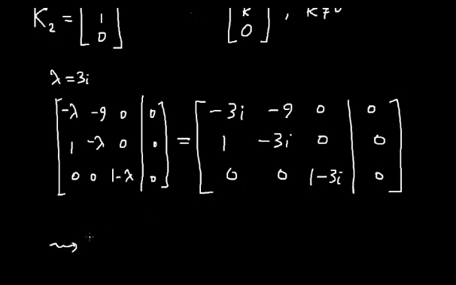Okay, so let's see what row echelon gives here. We need to multiply the second row by 3i and then add to the first row. And so we'll have a 0 there. And this times 3i is going to give us, because i squared is minus 1, 9. And 9 plus 9 is 0. So we'll have zeros there.